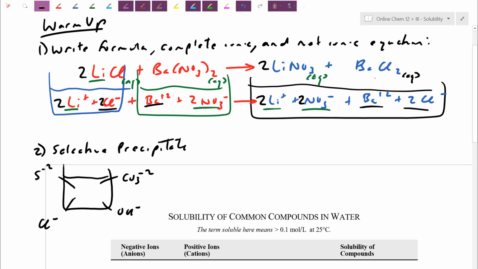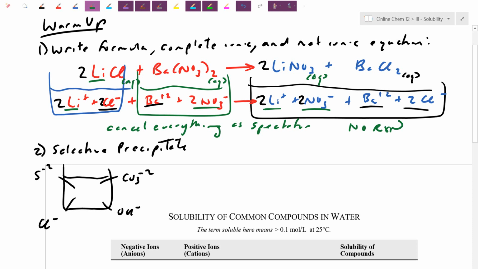So in this case, everything is a spectator. So we're going to actually cancel everything as spectators. All the ions, none of them change. So therefore our conclusion is actually no reaction. So that's another possibility out of the double replacement reaction here.